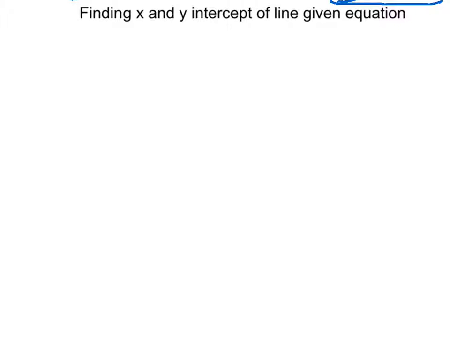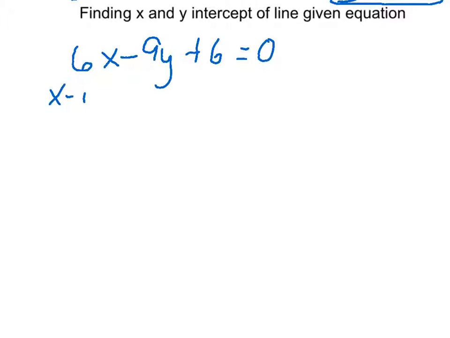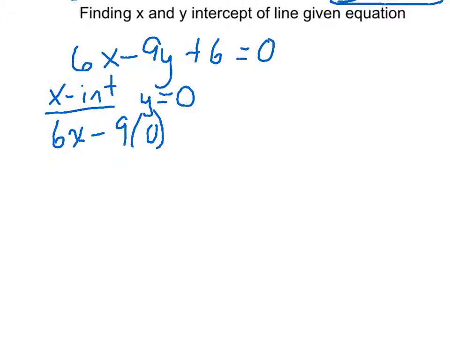Alright, here is another example. We're going to find the x and y intercept, and the equation that we're given is 6x minus 9y plus 6 equals 0. Same deal as the last time. If we're looking for the x-intercept, we're going to let y equal 0. So we're copying over the equation that they gave us. Wherever we see a y, we're putting in a 0. And then we're going to solve for x.